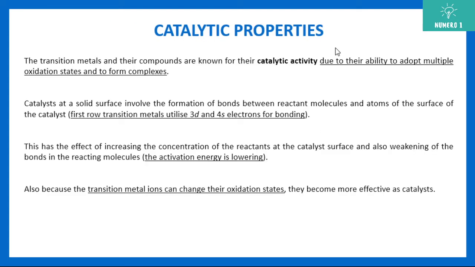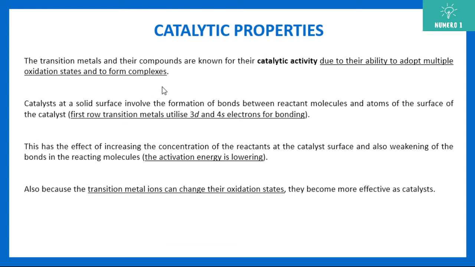Next, catalytic property. We have seen that we use all these transition elements as catalysts in a lot of different reactions. For example, in Haber's process, iron is used as a catalyst. In the contact process, for the preparation of H2SO4, sulfuric acid, we saw that vanadium pentoxide was used as a catalyst. Why they are used as catalysts is because they have the ability to adopt multiple oxidation states and to form complexes. So we saw the complexes, and we saw the multiple oxidation states as well.